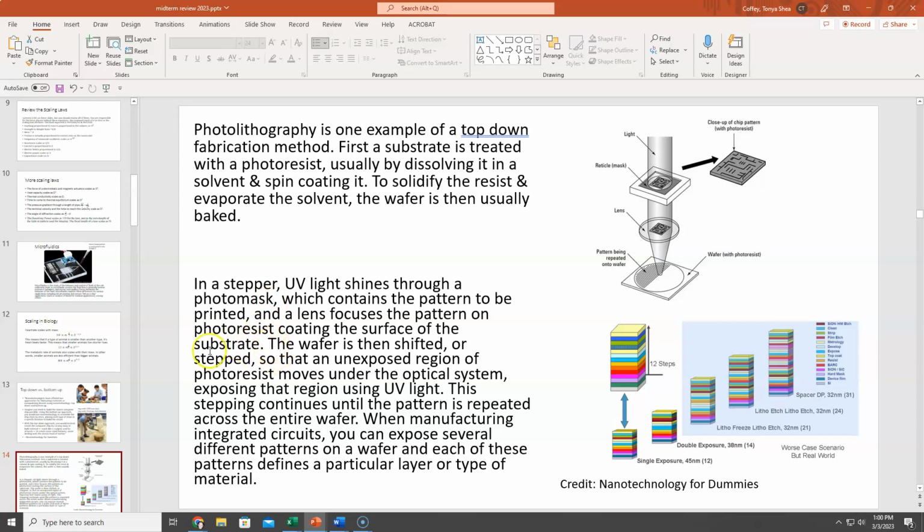The wafer is shifted or stepped so that an unexposed region of the photoresist moves under the optical system, exposing that region using UV light, and the stepping continues until the pattern is repeated across the whole wafer. Now, if you want to manufacture an integrated circuit, you've got to expose several different patterns on a wafer, and each of these patterns defines a particular layer or type of material, and then you can stack them. Okay?